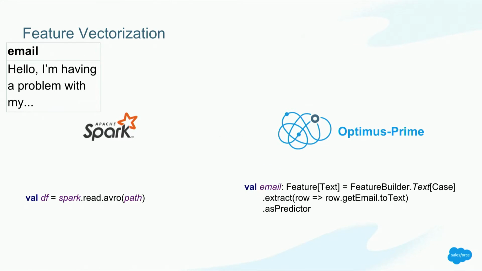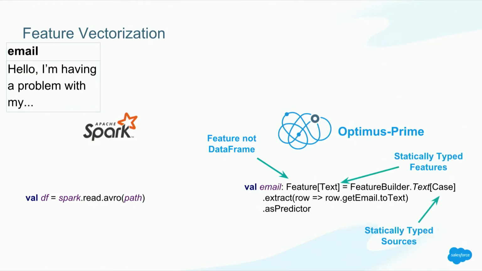Some of the interesting parts of it here: first of all, like I said, it's a feature, not a data frame type that we're dealing with. And we have a statically typed feature, so we're extracting a feature of type text. We also have statically typed sources, so this is coming from a case object. Because we know those things, we know a considerable amount about the structure, the schema, and the different transformations that we can do with them.